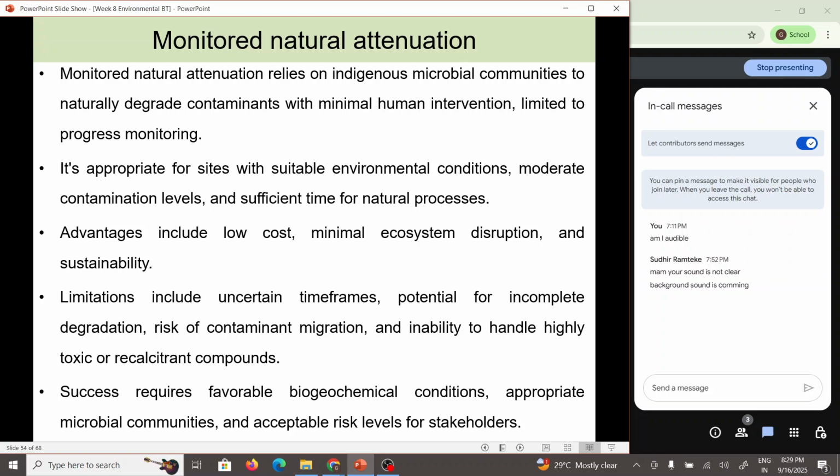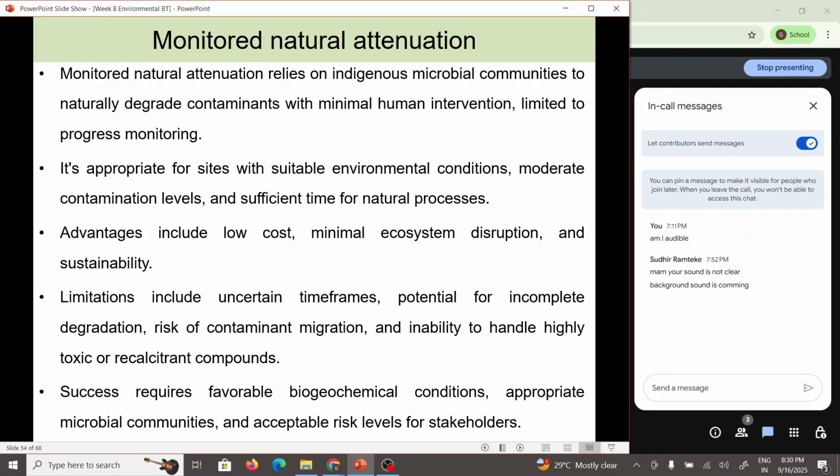So if we are not going to allow for the time frame, or if there is limitation in any of the other factors, it will result in incomplete degradation. And since we are leaving it for a long time in a natural environment, there is risk of the contaminant migration from one habitat to another. And finally, the inability to handle highly toxic or recalcitrant compounds is one more limitation of monitored natural attenuation. In places where there is risk of contaminant migration and there is the presence of high concentration or highly toxic compounds, monitored natural attenuation cannot take place.